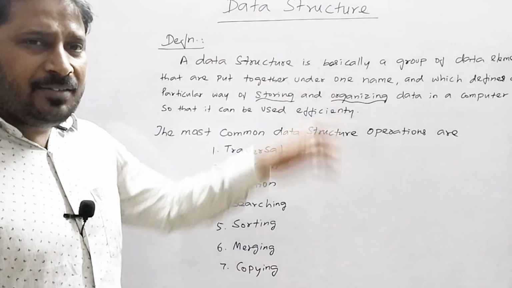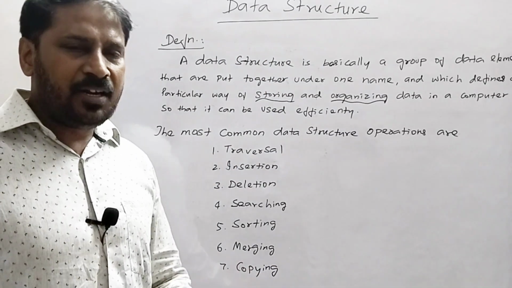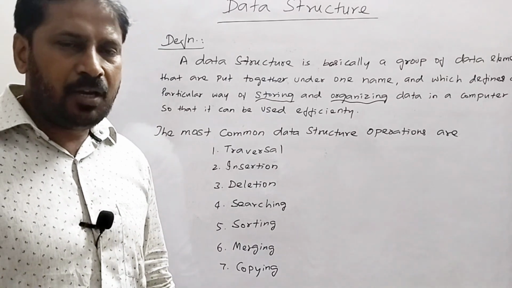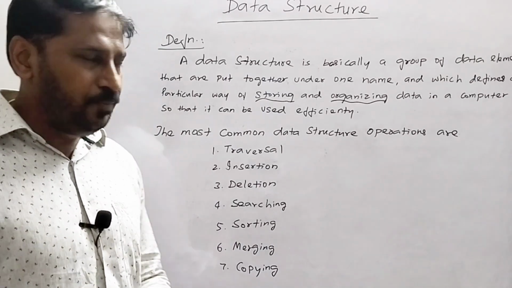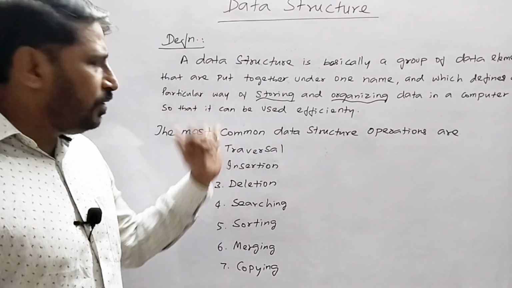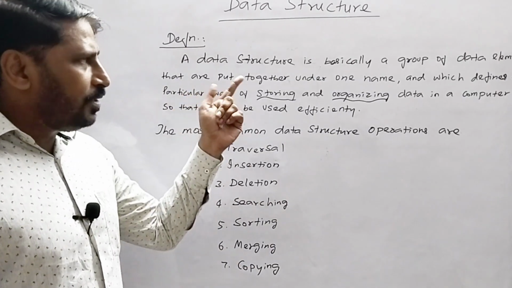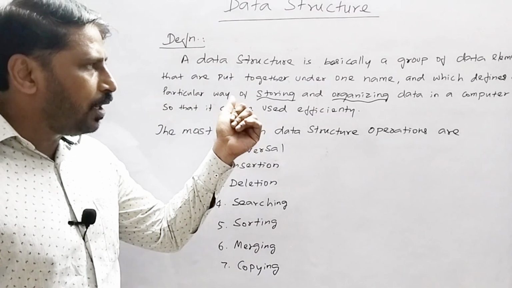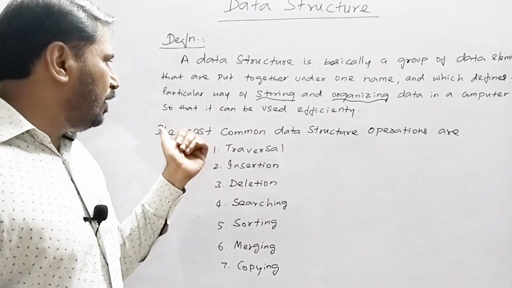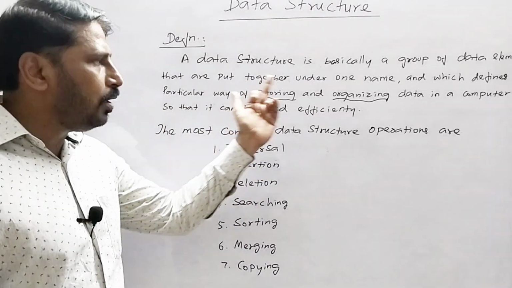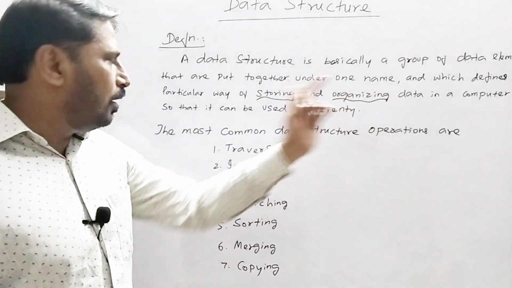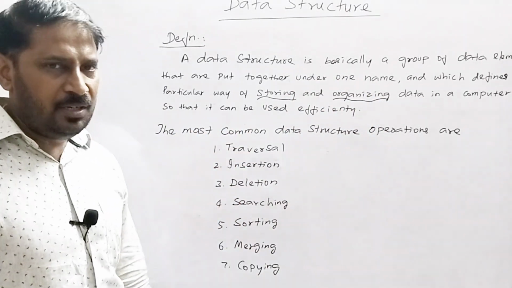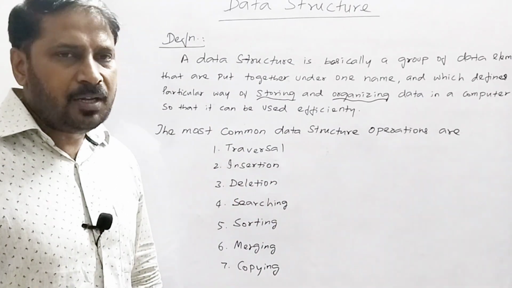What do you mean by data structure? It means the data which is arranged in several kinds of arrangement, and only through that arrangement are we able to use the data effectively. So what is the definition of data structure? A data structure is basically a group of data elements that are put together under one name and which defines a particular way of storing and organizing data in a computer so that it can be used efficiently. So this is the definition of data structure.